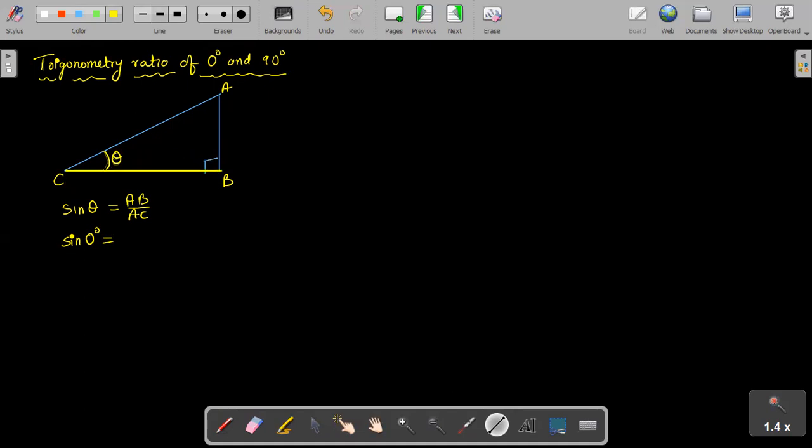So AB length क्या हो जाएगा? What will be AB length? AB also will become 0. Only the value what you will get is AC, right? So in that case, what you can write here, 0 divided by AC, which is also 0 value. Okay, so this is another point you should remember, that sine of 0 degree is always 0.